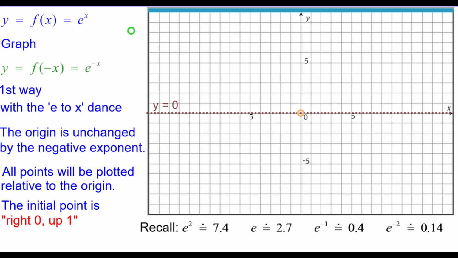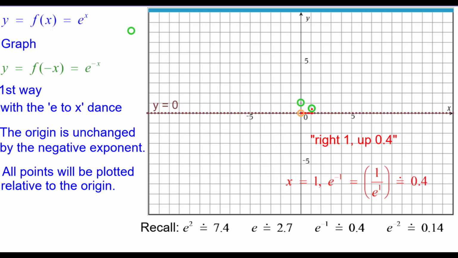Right 0, up 1. And the reason for that is when x is 0, the opposite of 0 is 0, and e to the 0 power is 1. So 0, 1. Right 1, up 0.4. When x is 1, e to the opposite of 1 is the reciprocal of e, which is 0.4.